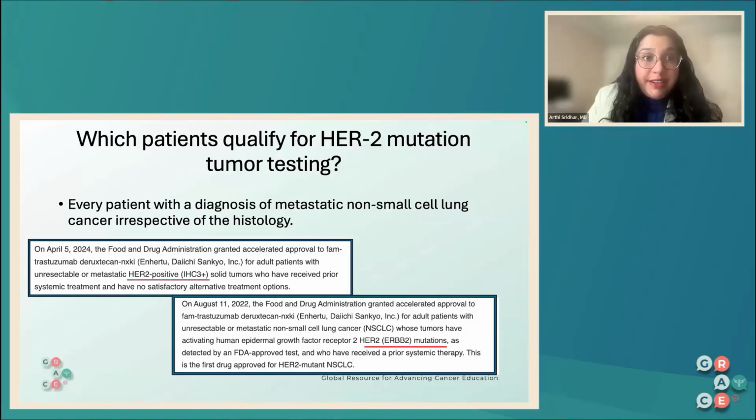So you can see over here that there is approval for patients whose tumors have HER2 mutations and whose tumors harbor HER2 positivity by IHC, which is why you want to test for both.